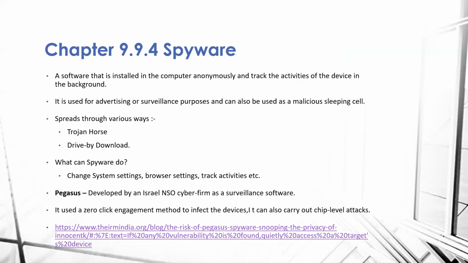And it can also be used as a malicious sleeping cell. It is a kind of soldier, waiting for instructions from its master to run malicious code on the victim's computer. It spreads in various ways. One of the common ways is the Trojan horse, using peer-to-peer file sharing apps like uTorrent and BitTorrent. Second is through drive-by download, and it can be installed with executable files downloaded from the internet. Sometimes when the browser security settings are low, the spyware gets downloaded and installed automatically in the system.